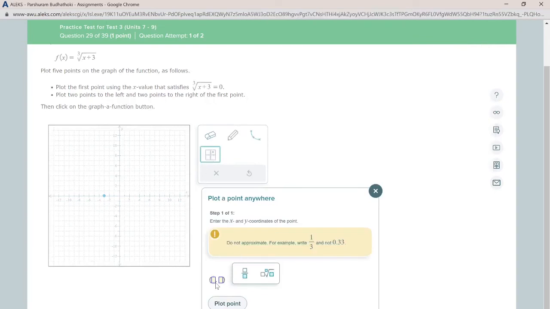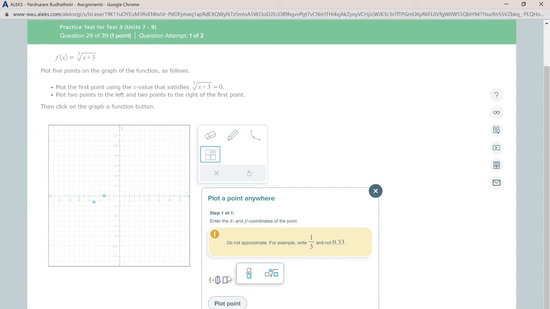When x is -5, the y is cube root of -2. Plot it and do not approximate. For example, write 1/3 and do not write 0.33. Did I do that? Yes, we plotted that, right?